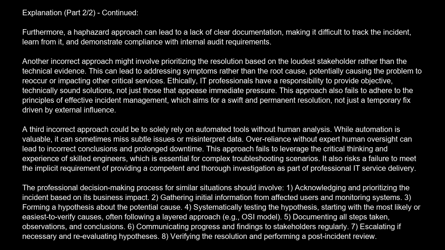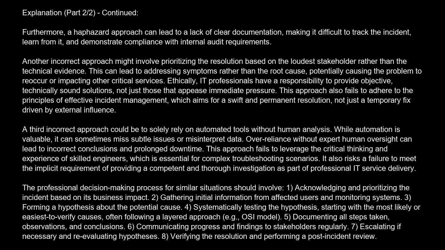Ethically, IT professionals have a responsibility to provide objective, technically sound solutions, not just those that appease immediate pressure. This approach also fails to adhere to the principles of effective incident management, which aims for a swift and permanent resolution, not just a temporary fix driven by external influence.